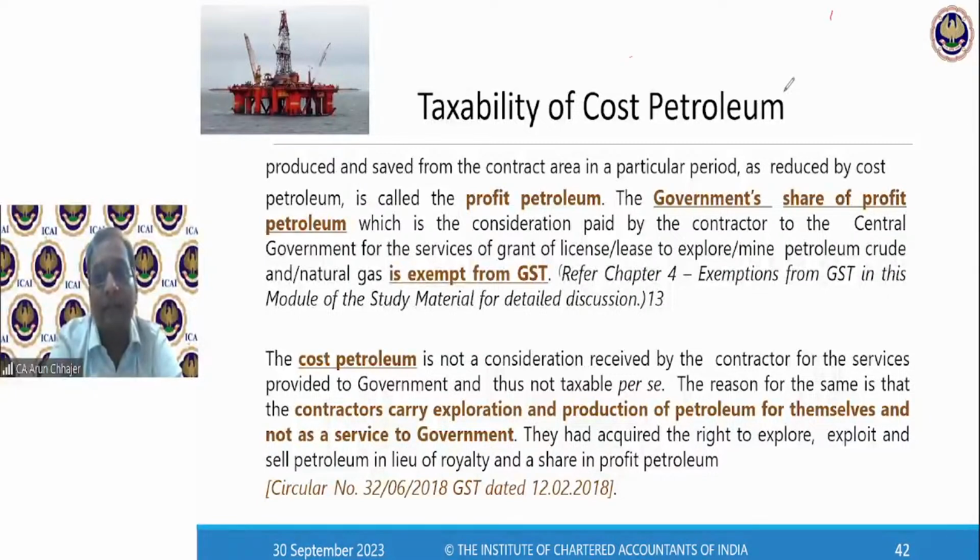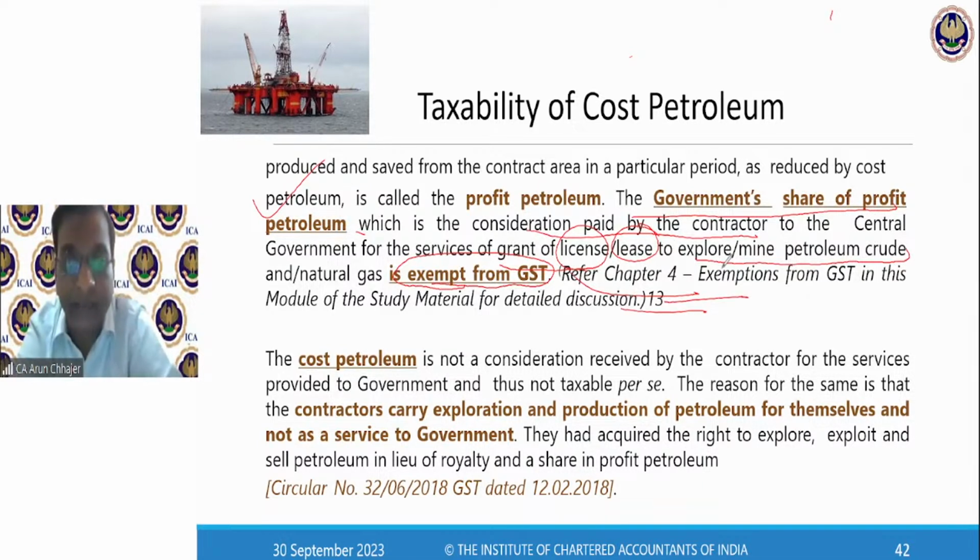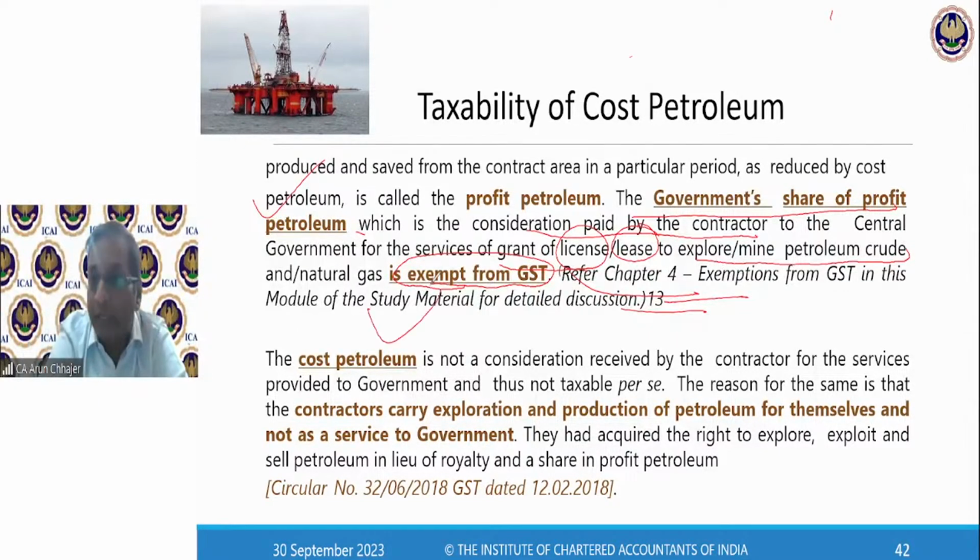Then the government sharing of profit, which is the consideration paid by the contractor to the government for the service of the grant of the license or lease to explore or mine petroleum crude, is exempted from GST. You will read that again in the exemption chapter, but the point is that it is exempted in GST. So the cost petroleum is not a consideration received by the contractor for a service provided to the government, and thus not taxable per se.